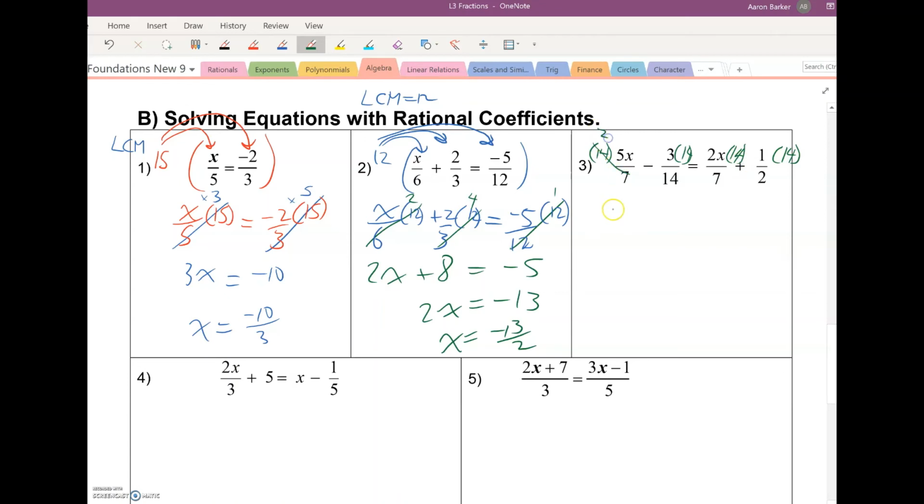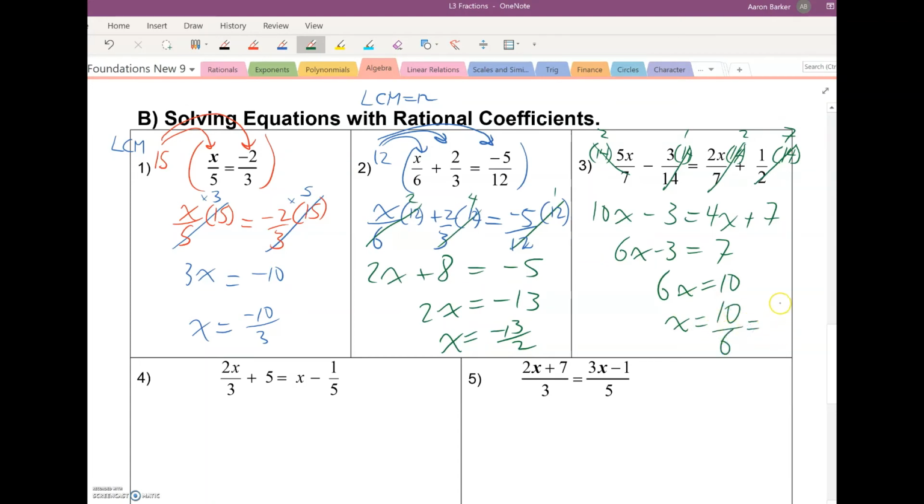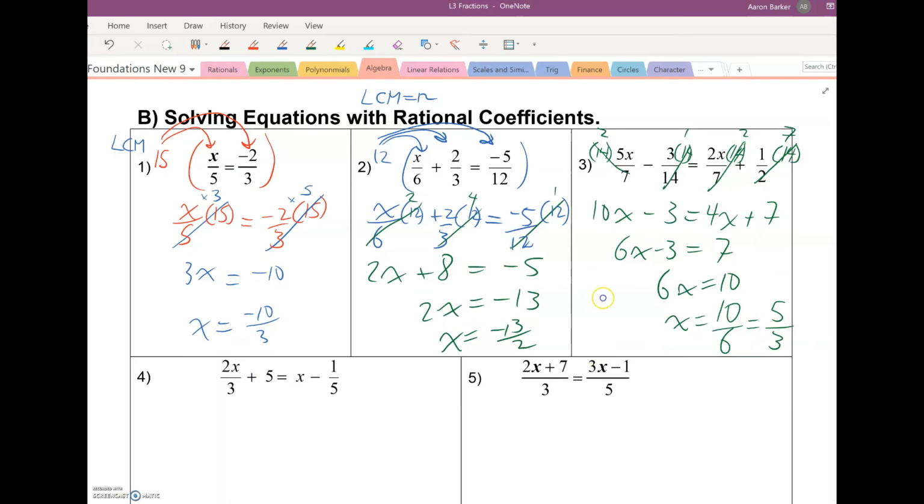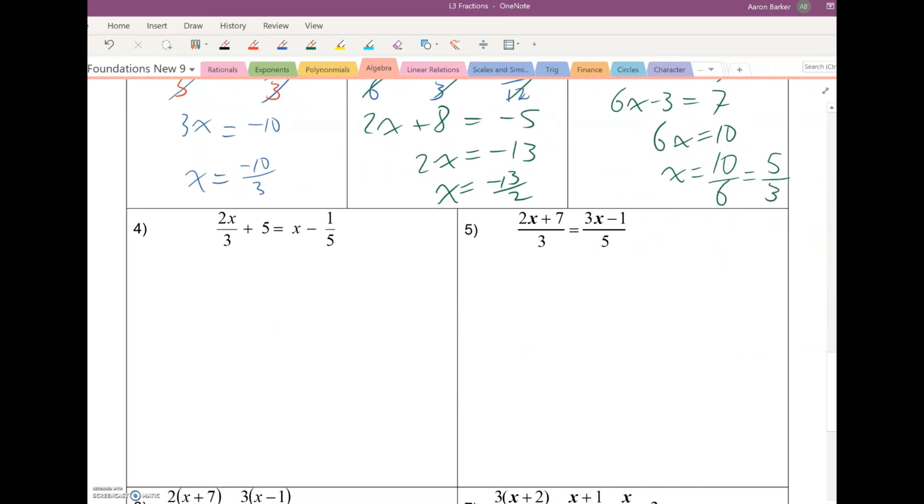So cancels to 2, and I get 10x. Cancels to 1, so I get negative 3 times 1, which is negative 3. 14 and 7 cancels to 2, I get 4x. Cancels to 7, 7 times 1 is 7. Move the 4x over. Move the 3 over by adding. And so x equals 10 over 6. But that's not lowest terms. Divide by 2, 5 over 3. Okay. So these ones are all weird questions because you got fractions. But again, in your homework, you won't get fractions.